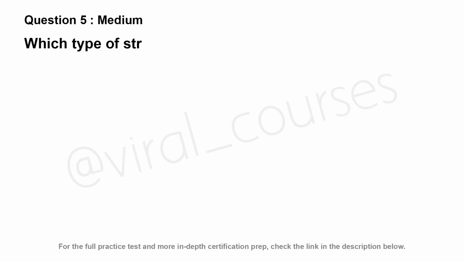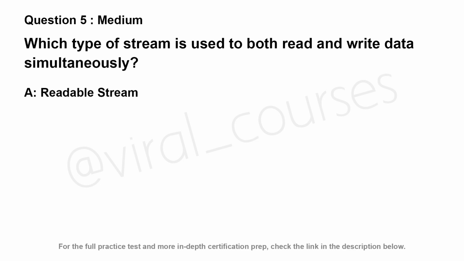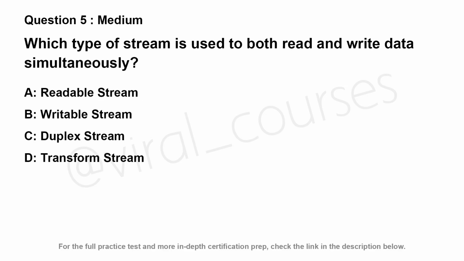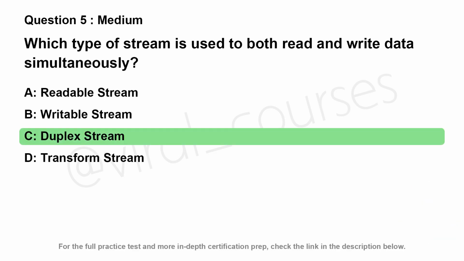Which type of stream is used to both read and write data simultaneously? Option A. Readable stream. Option B. Writable stream. Option C. Duplex stream. Option D. Transform stream. The correct answer is C.